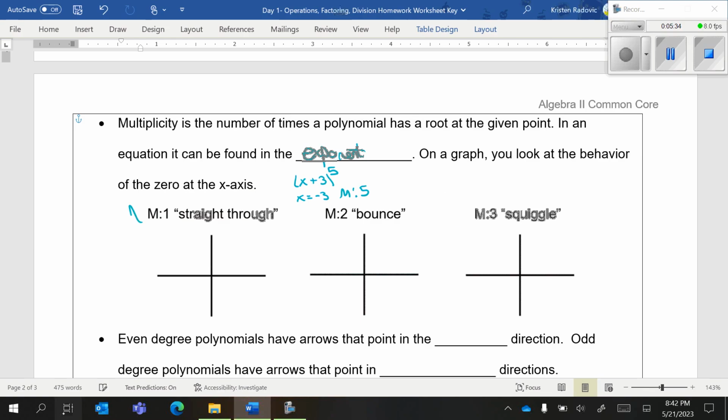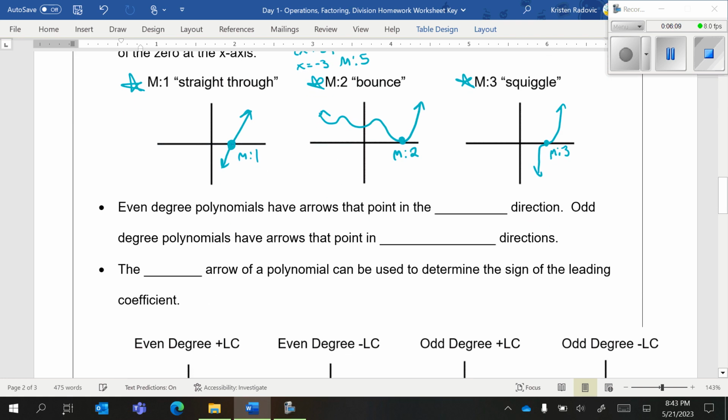These are very important. If you have a multiplicity of 1, then you're going to go straight through the x-axis. If you have a multiplicity of 2, then you're going to bounce off the x-axis. And if you have a multiplicity of 3, you are going to squiggle. Where it flattens out, that is your multiplicity of 3. You have to know which shape is which multiplicity.